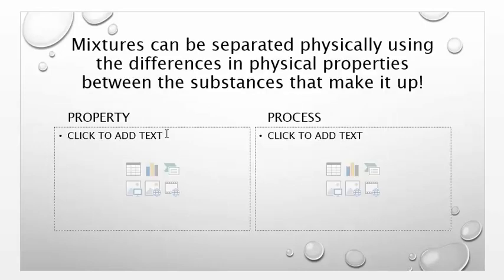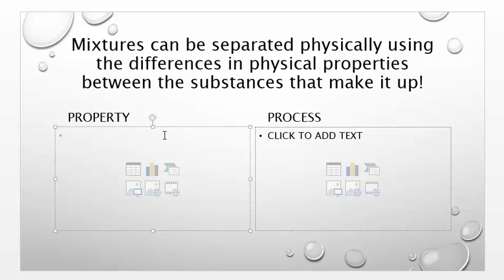Okay, so for this next slide, I want you to realize that mixtures can be separated physically using differences in the physical properties of the substances that make them up. If you have 3 different substances in a mixture, they all have 3 different properties. It's like 3 different people with 3 different personalities, and you could probably separate them according to their personalities. And this is what I mean by this.